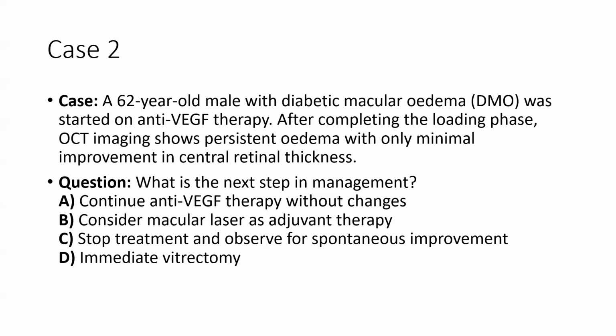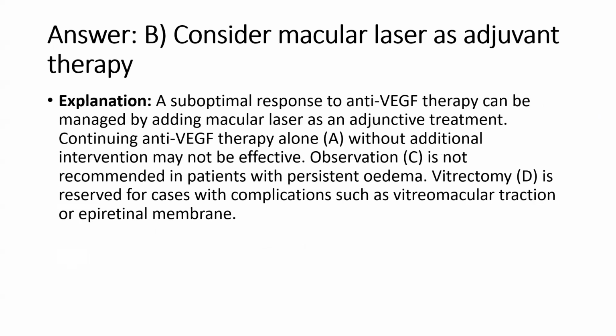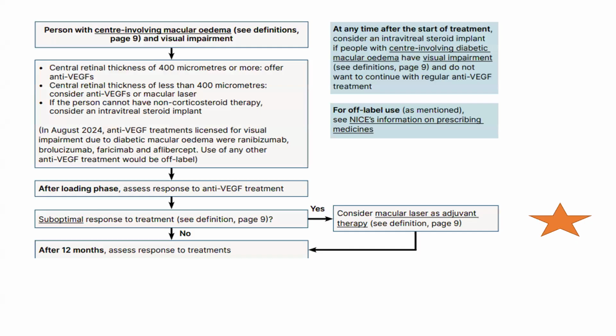Should we still continue anti-VEGF therapy without changes? Should we consider macular laser as an adjuvant therapy? Should we stop treatment and observe for spontaneous improvement, or should we refer for immediate vitrectomy? So again, as per guidelines, we should consider macular laser as an adjuvant therapy in addition to anti-VEGF therapy if there is no initial response with the anti-VEGF therapy. Vitrectomy is, of course, reserved only for cases with complications such as vitreomacular traction or epiretinal membrane.